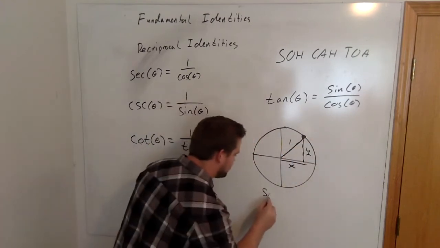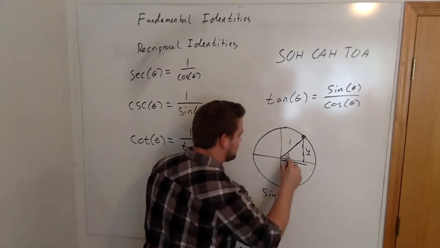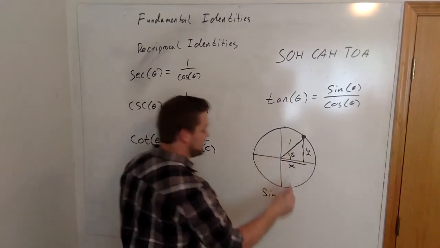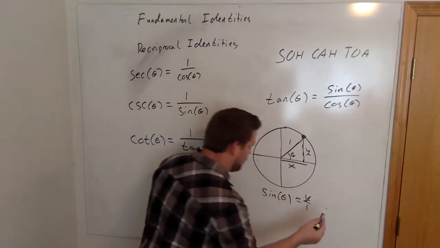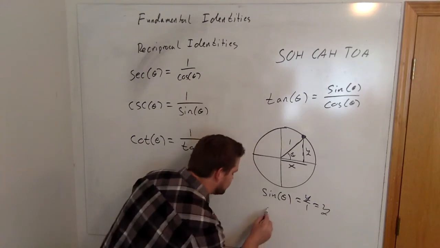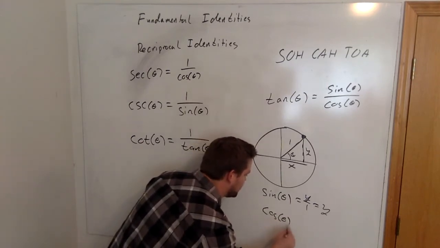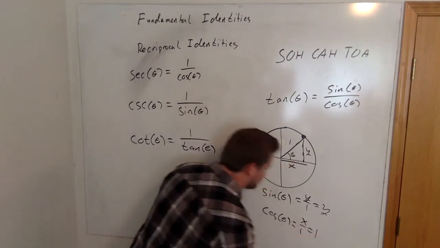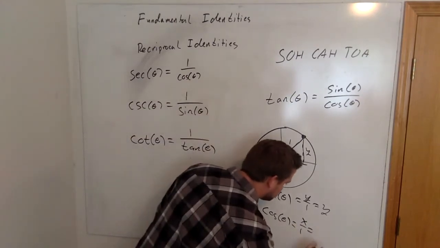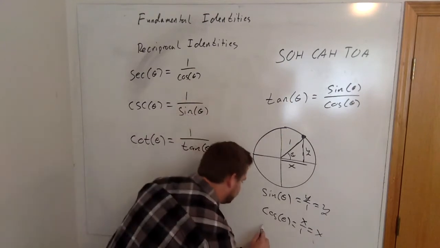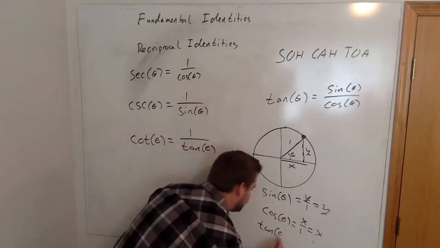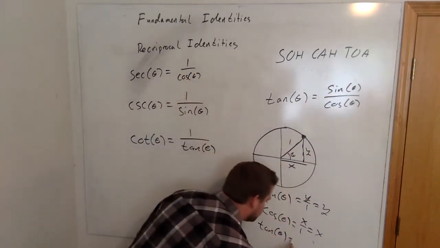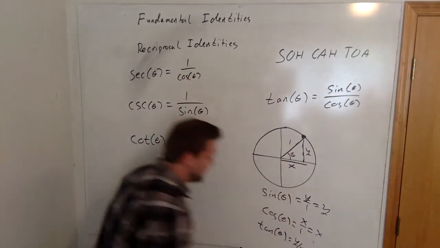So if this is theta, we have a nice right triangle here. Sine is opposite over hypotenuse, so it's y over 1, or sine is just the y coordinate. Similarly, cosine of theta is adjacent over hypotenuse, so that's x over 1, which is just x. And tangent of theta is defined to be opposite over adjacent, so that's y over x.